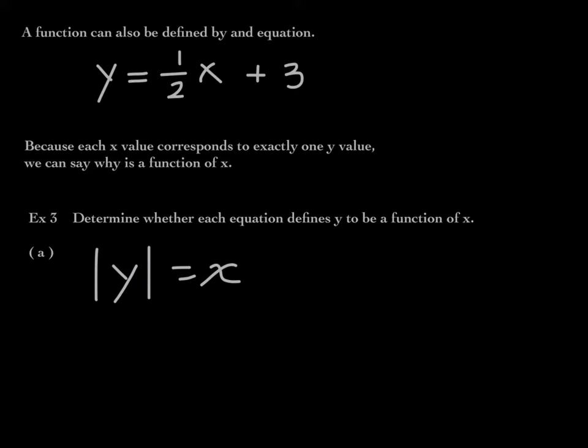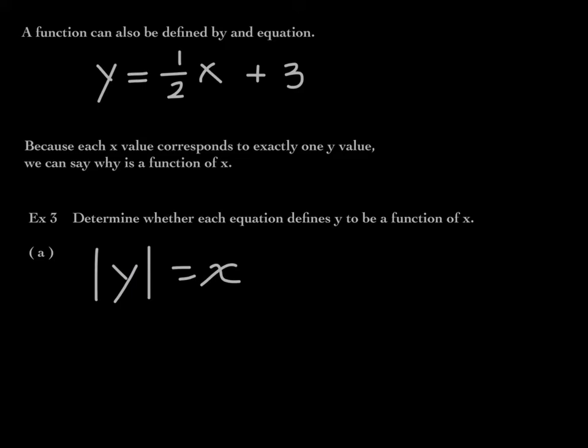Now let's inspect this the way we inspected the previous equation. That is to say, let's plug in an x value and see if it corresponds to exactly one y value or more than one y value. And here's our strategy. If we find that an x value corresponds to more than one y value, then we can conclude that y is not a function of x. I'll say that one more time. If you and I are able to find an x value that goes to more than one y value, the answer is no, it's not a function of x. So let's plug in an x value.